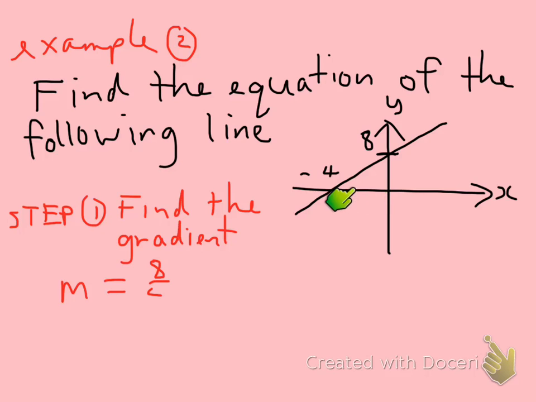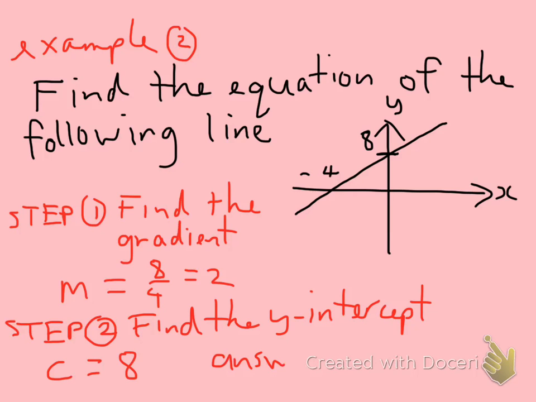Now it probably pays just not to worry about that negative sign there for the moment. Just look at the actual distances involved. A rise of 8, and this way a run of 4. Okay, so our gradient is going to be 8 over 4, which gives us 2. The next step is to find the y-intercept. And in this case, we can see that the y-intercept is actually labelled on our graph, and it's a value of positive 8. So in our equation, we write y equals 2x plus 8.